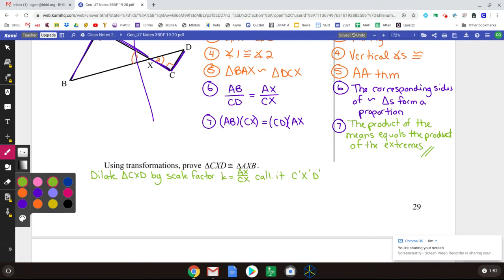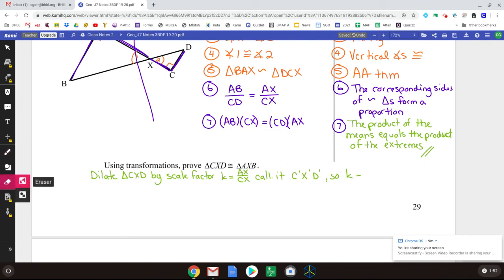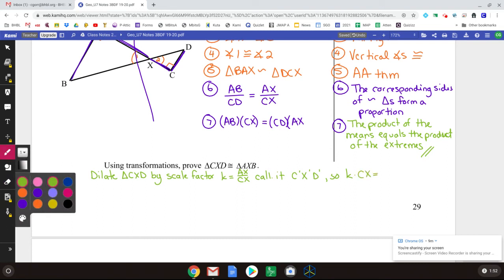And the reason we're going to do this, so K is really equal, no, I'm sorry, K, the scale factor, times CX equals AX. This way I know that C prime X prime is equal to AX. Okay, I know those lengths are going to be equal.